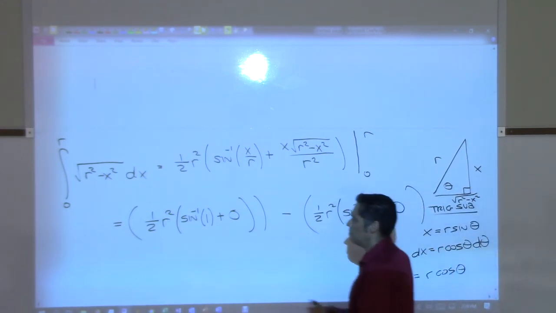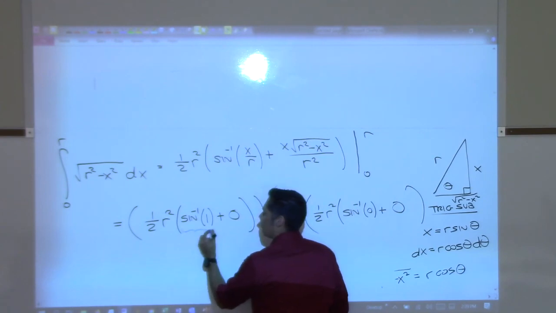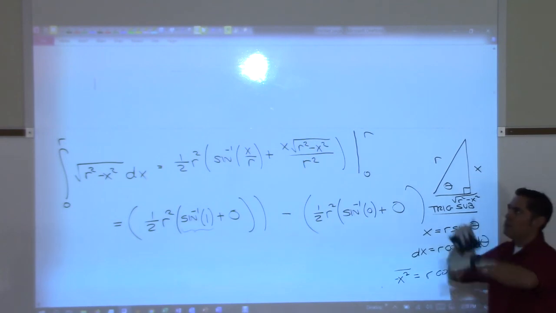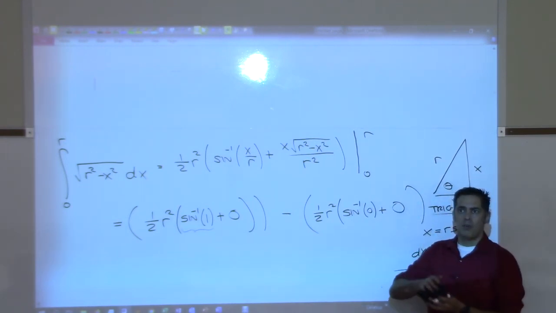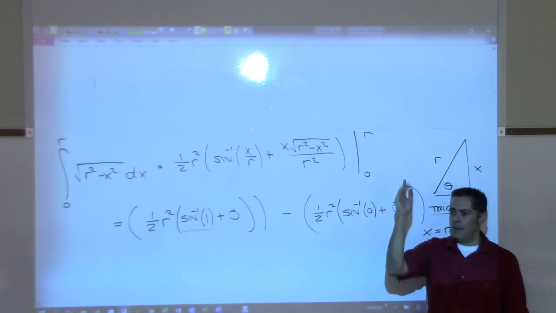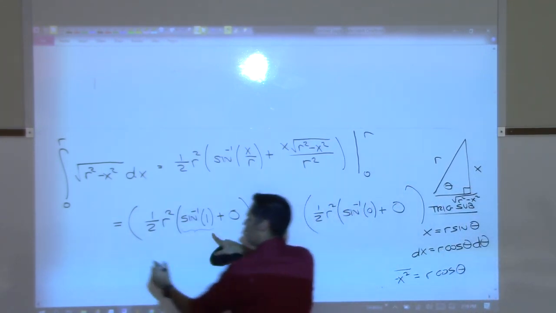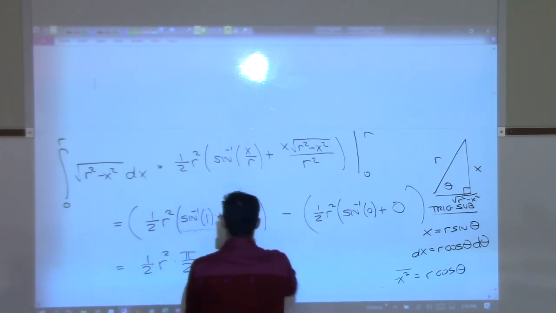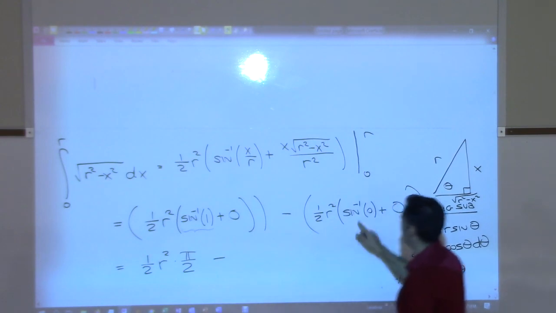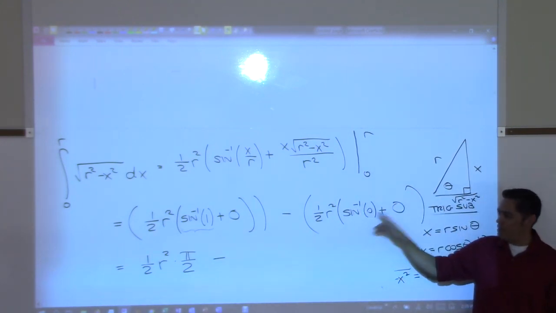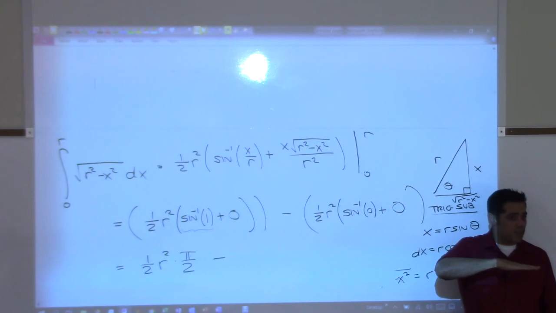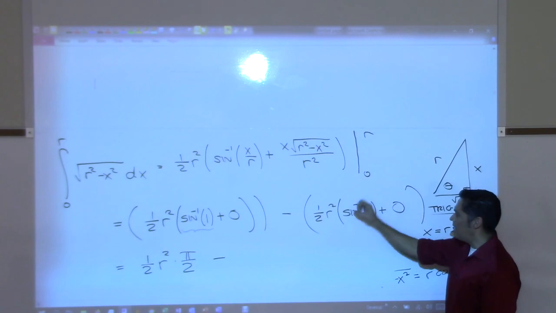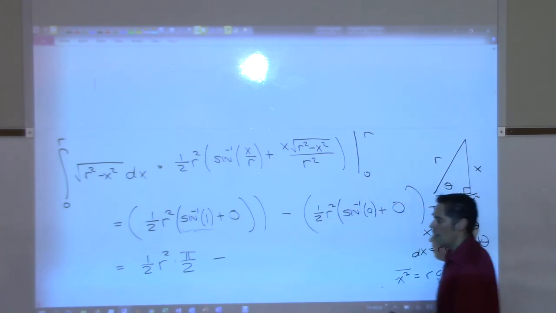So back to pre-cal. What's arc sine of 1? That's saying where on the unit circle is your y coordinate 1? At pi over 2. So this is going to be 1/2 r squared times pi over 2. And then minus what over here? What's arc sine of 0? At what angle is your y coordinate 0? 0. So arc sine of 0 is 0. If that's 0 times that, everything's gone.